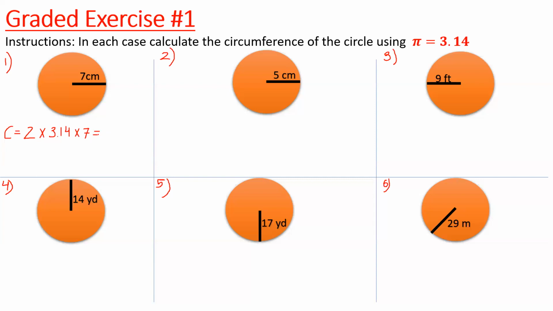I got 628 times 7. And the final answer, what y'all got? 43.96. Very good. Anyone else got 43.96? 43.96 centimeters, right? Yes, sir. Okay, good.